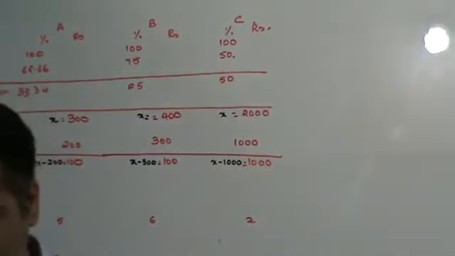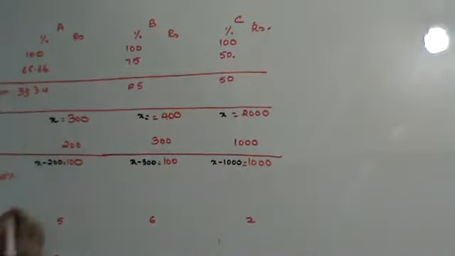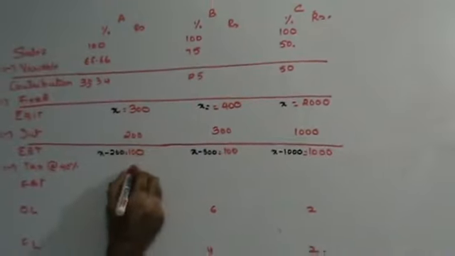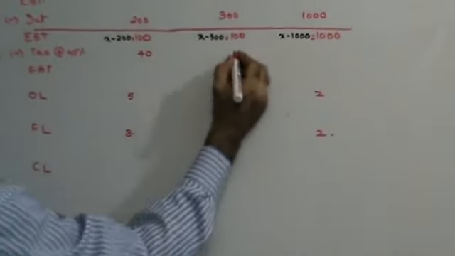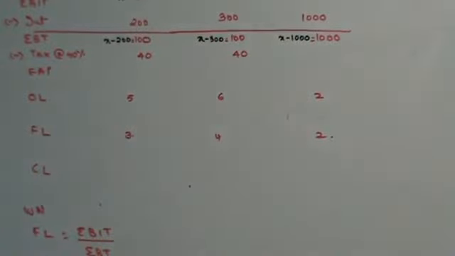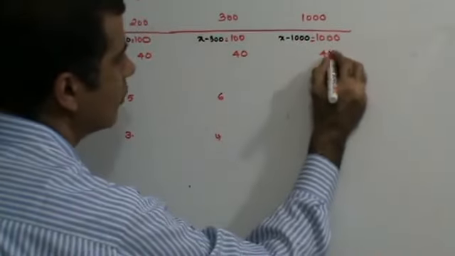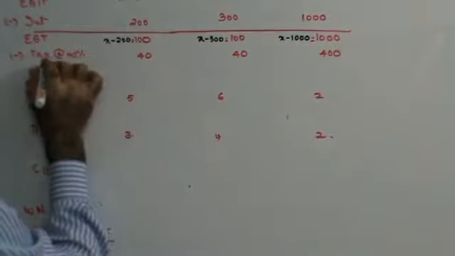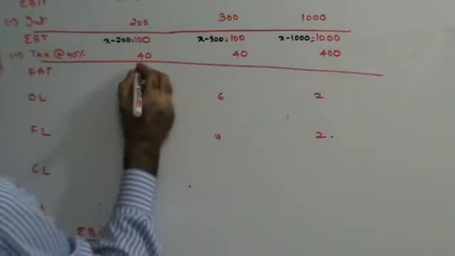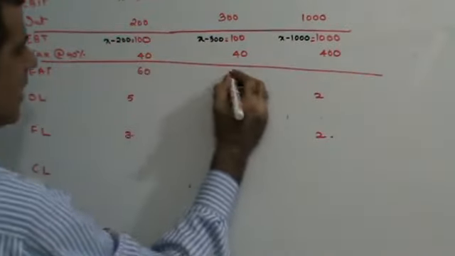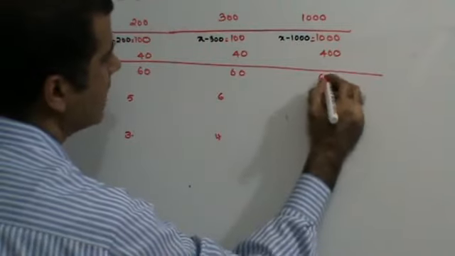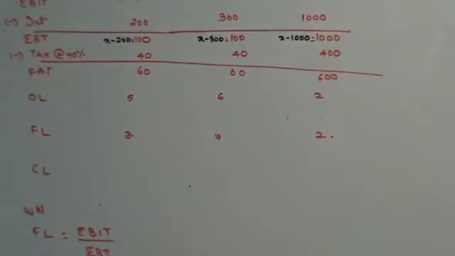Now we know that the tax rate is given to you as 40%. 40% on 100 will be 40. 40% on 100 will be 40. 40% on 1000 will be 400. Therefore, you will get your EAT to be 60, 60 and 600. Right?